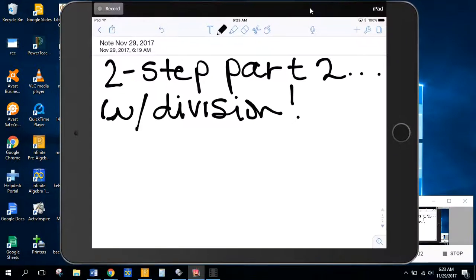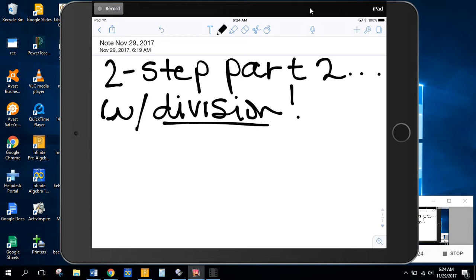All right, so we learned yesterday or earlier in the week about how to solve two-step equations where there is more than one operation happening to your variable. So far, we've looked at what happens if your variable is being multiplied and added. But there's another type of operation we can look at, and that's division.